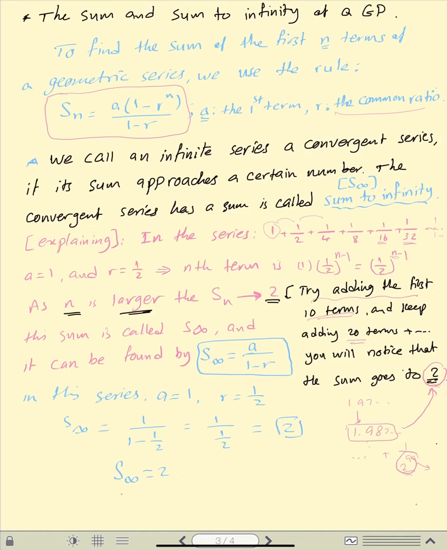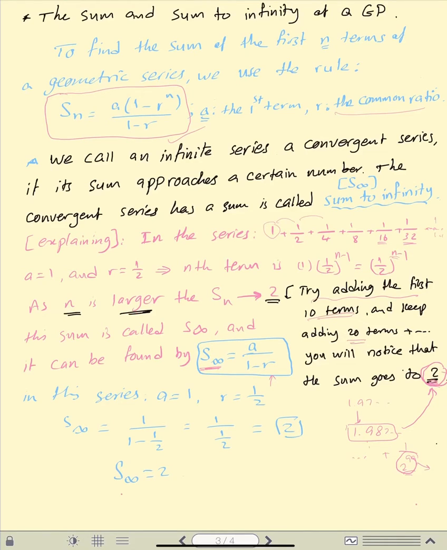Alright, can we calculate this value? Yes, we can, by a formula. As we have a rule for the normal sum of a geometric series, we have a formula for the sum to infinity. We denote the sum to infinity as S infinity, equal to a over 1 minus r. When you use this formula, you get the 2 that we were talking about now.